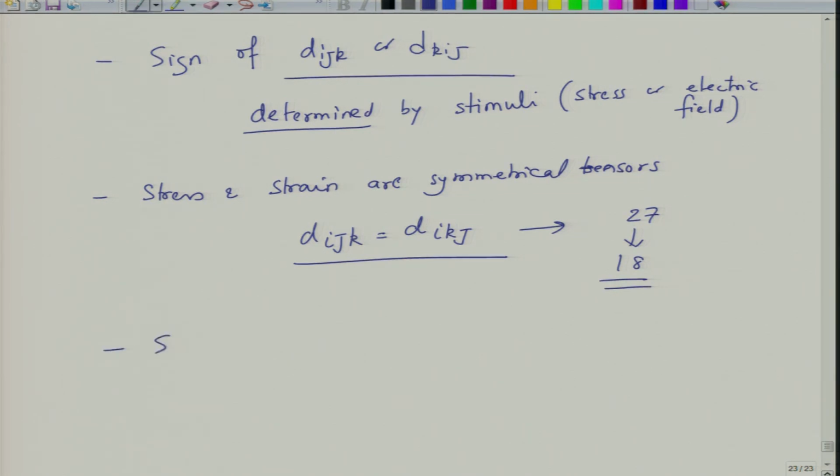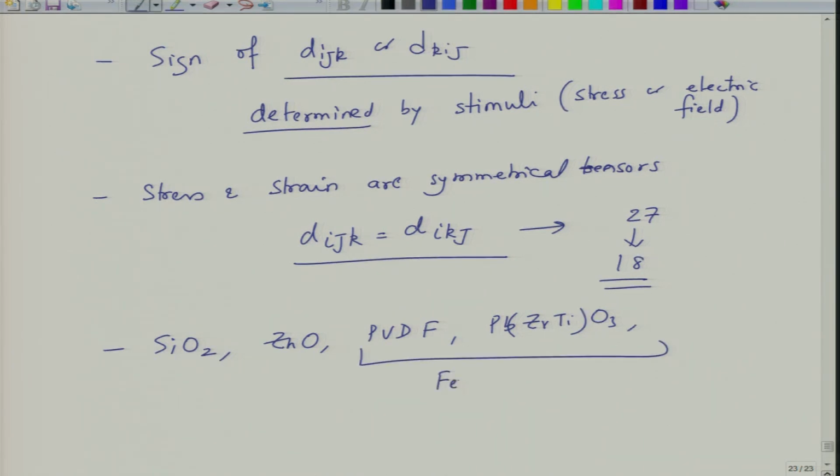What are the examples of these materials? Examples are silicon oxide, zinc oxide, PVDF, which is polyvinylidene fluoride, lead zirconate titanate, PbZrTiO3, and so on. These are all very good piezoelectric materials. Of course, among these are ferroelectric materials, so they are necessarily piezoelectric, and these are only piezoelectric. For example, the quartz watches that we wear are based on the piezoelectric effect, and in those, silicon oxide quartz is used as the piezoelectric component.